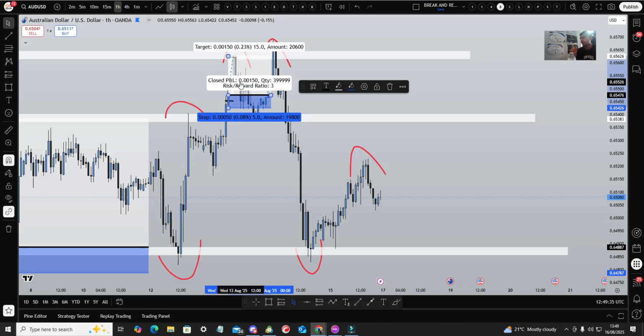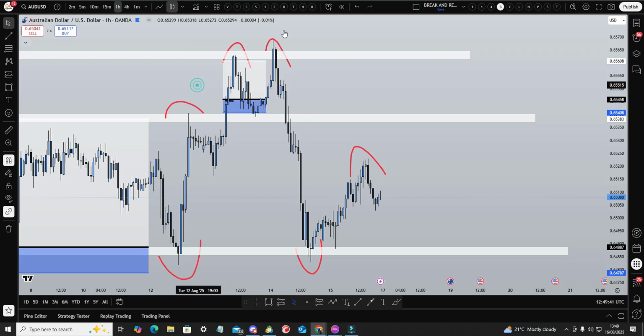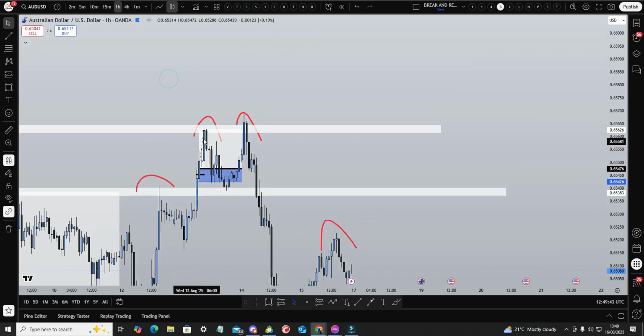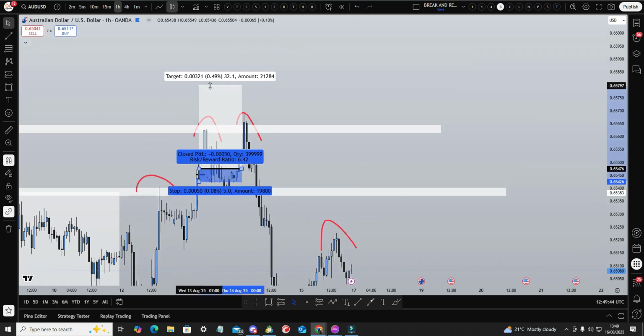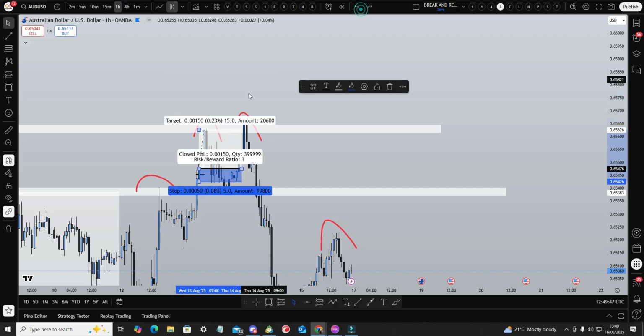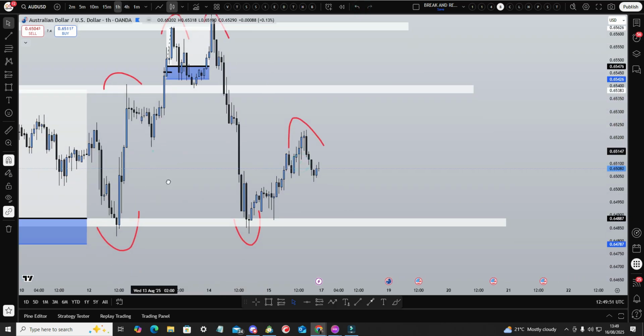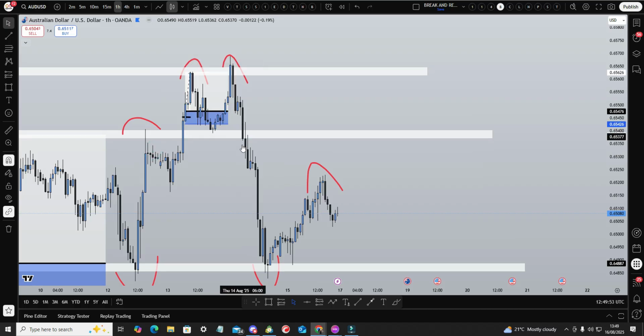But why is this super powerful? Because I'm traveling less distance. If I normally want a 1 to 6, I need price to move this much. But I'm only traveling less. Very, very powerful. Now price is on its way down.